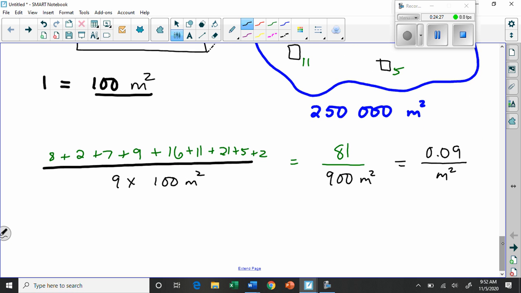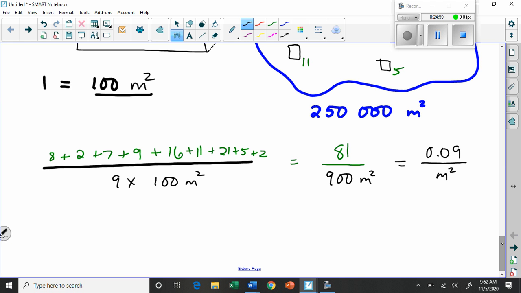Okay? Now, 0.09 per square meter is one way of looking at it. You could also look at it as how much area one individual sort of takes up. So you could flip that upside down, and if you did 900 divided by 81, you get 11.1, which means that an individual is taking up about 11 square meters of space. But typically, we do the density this way.